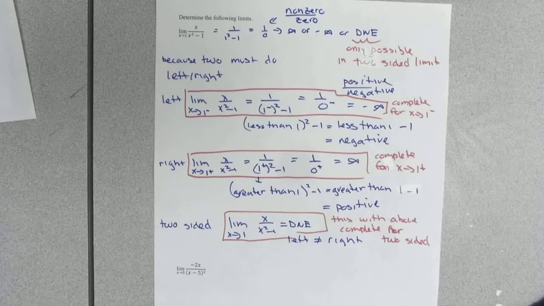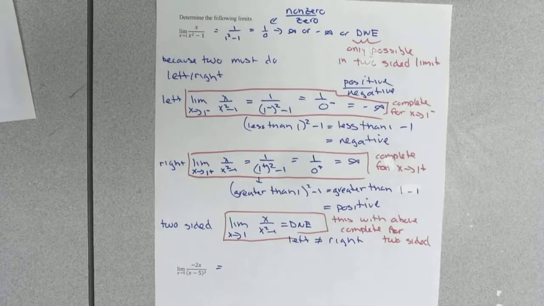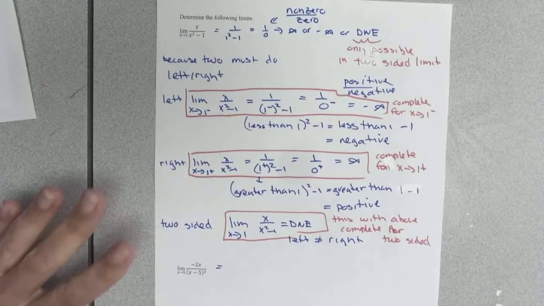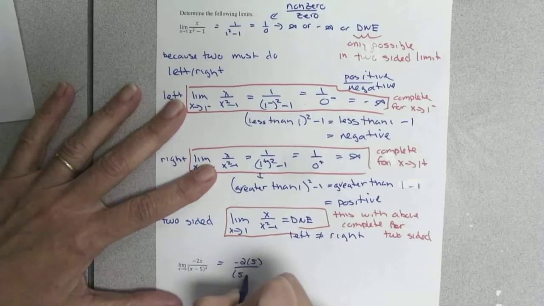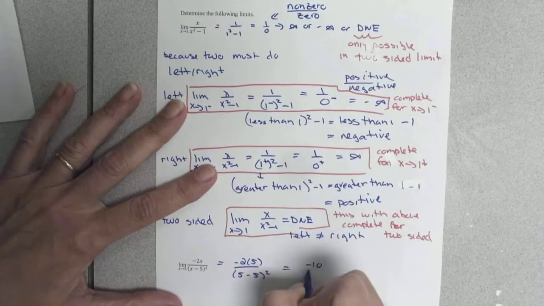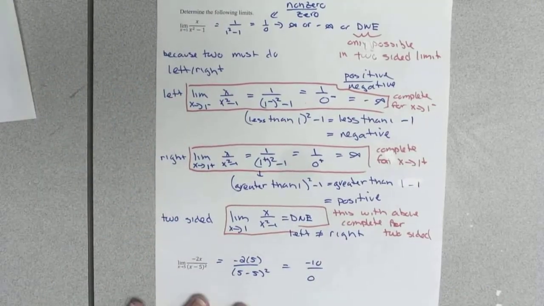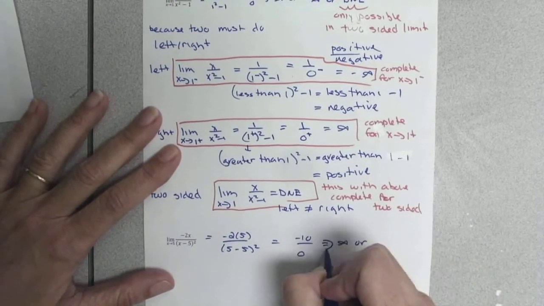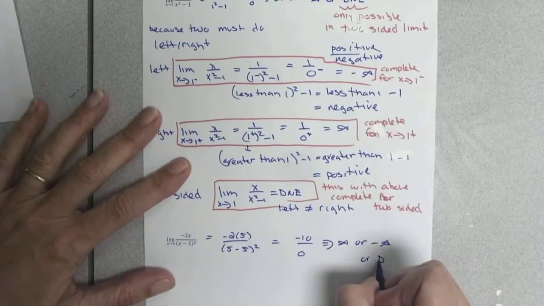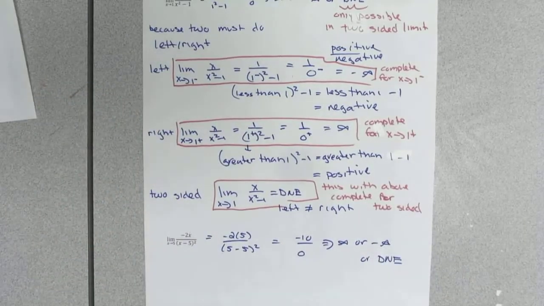Okay, doing this guy. Pretty much the same. Now you could do this exactly the same way, but this one we can take a little bit of a shortcut. So I'm getting negative 10 over 0. So again, we know immediately that it's infinity or negative infinity or does not exist. And yes, it's a two-sided, so maybe I should think about left and right unless there's a reason not to think about left and right.